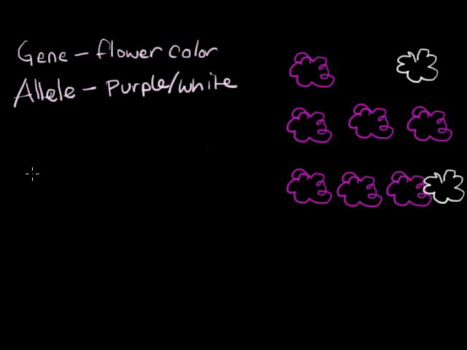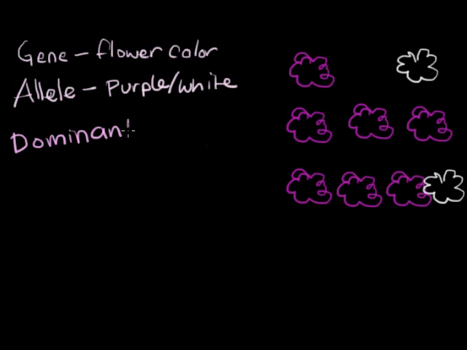So one of the conclusions he came to was that this idea about fluid inheritance was not what was working out, because this whole blending didn't work out with these flower colors. And the other thing was that there was some sort of masking going on. This purple allele was masking the effects of this white allele. And so he came up with this idea about dominance.